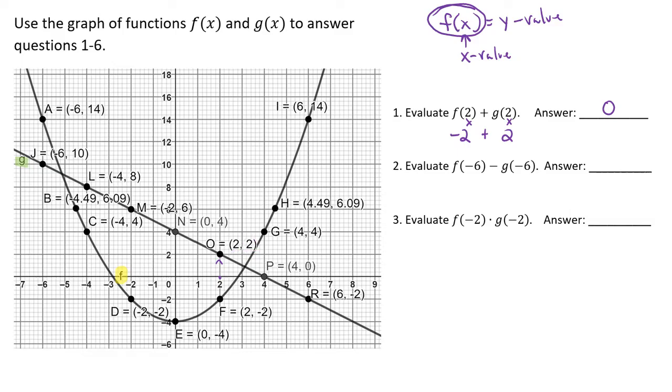All right, so now moving to our next one. We're going to evaluate when x is negative 6, what is its y value? So I go to negative 6, and I look to the parabola. I look all the way up. This is that point where x is negative 6, and its y value is 14. We have a subtraction sign. We're going to do the same thing for g. So we go to where x is negative 6, and then we look up to the g. So this is where x is negative 6. Its y value is 10. So we have 14 minus 10, which is 4.